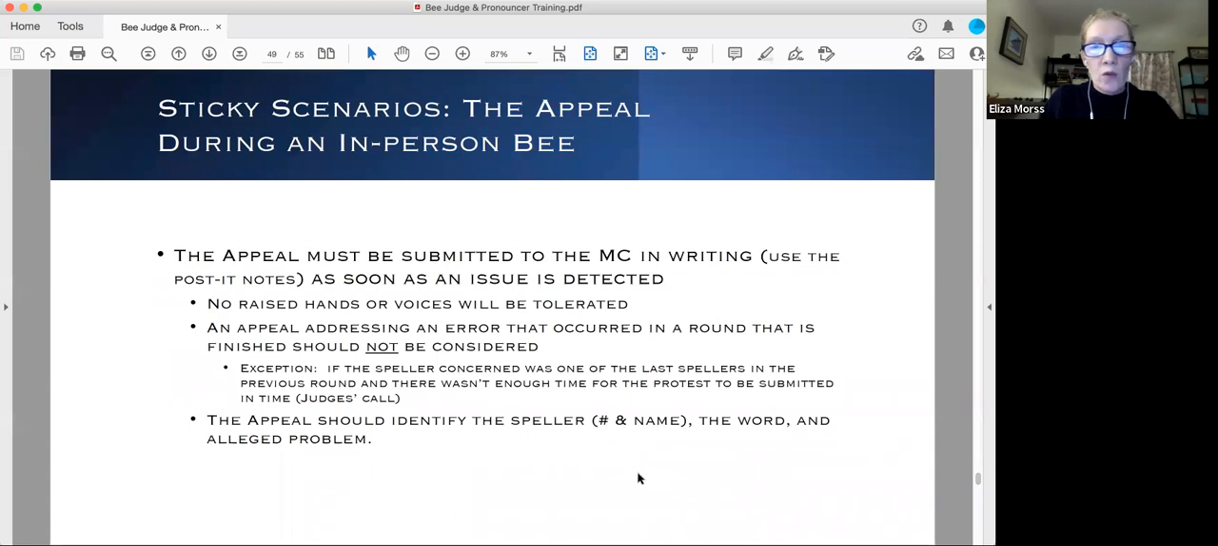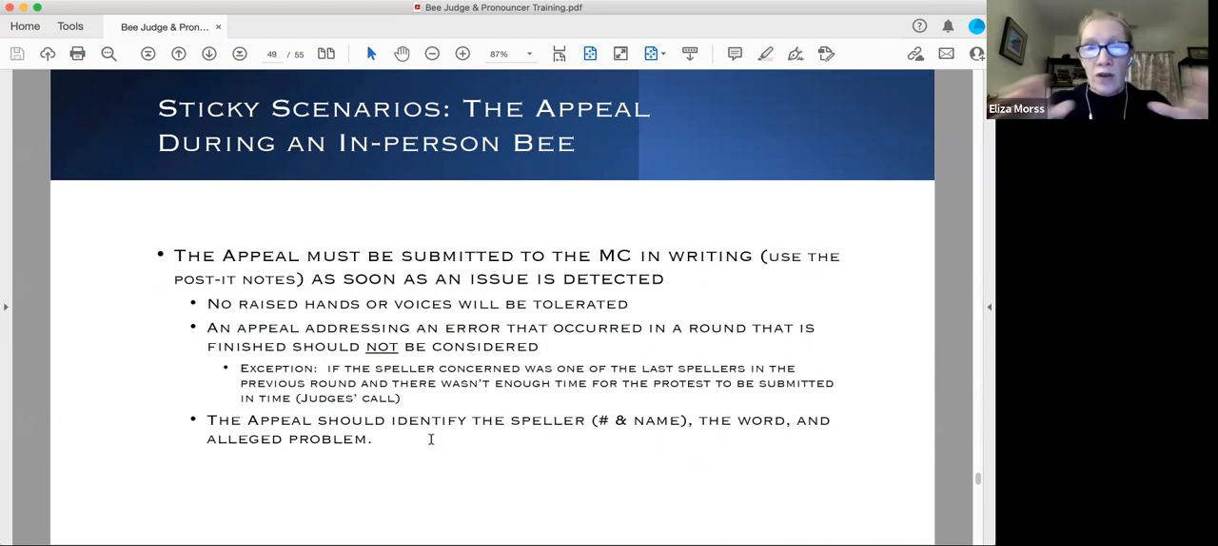Okay, so what happens during an in-person bee? This is actually what happens. And this is all covered in a full page on the rules for local spelling bees called appeals. And I'm just going to go through some brief aspects of it. But it is all gone through in detail, section 11 of the rules. The rules are about 5 or 6 pages long, and this goes through a number of different scenarios.